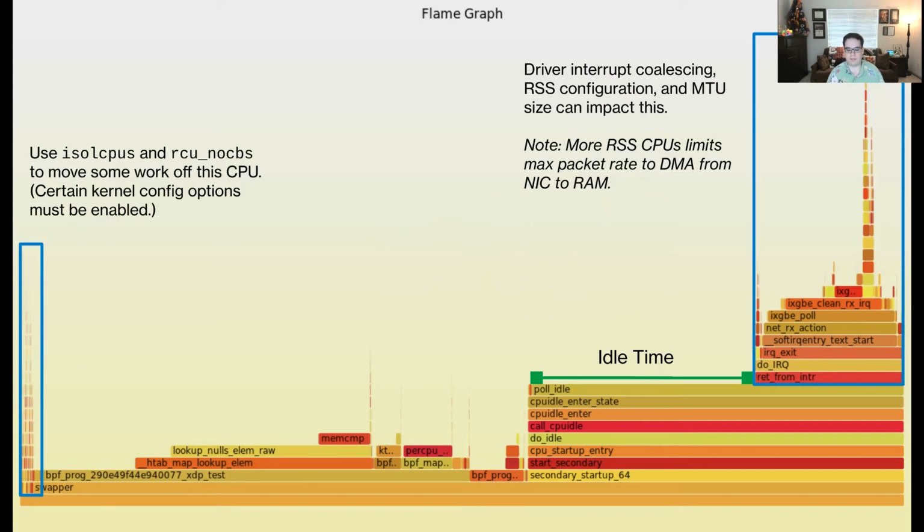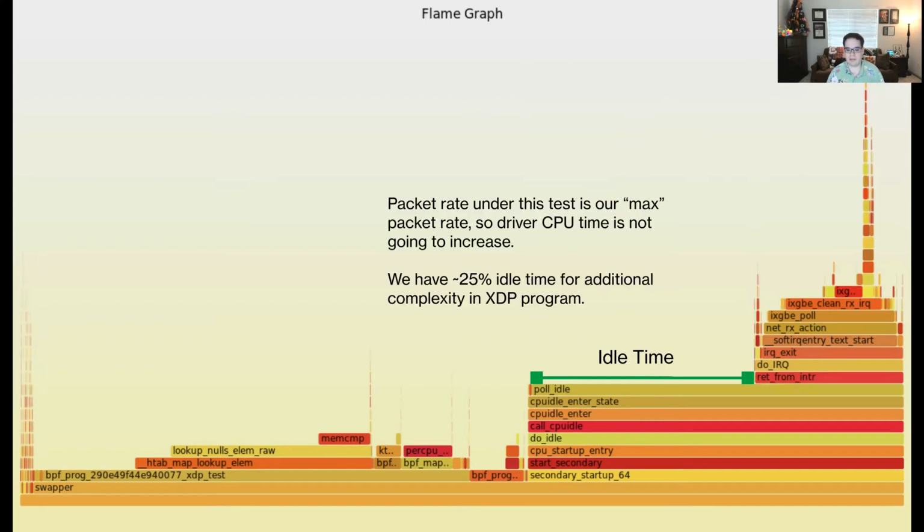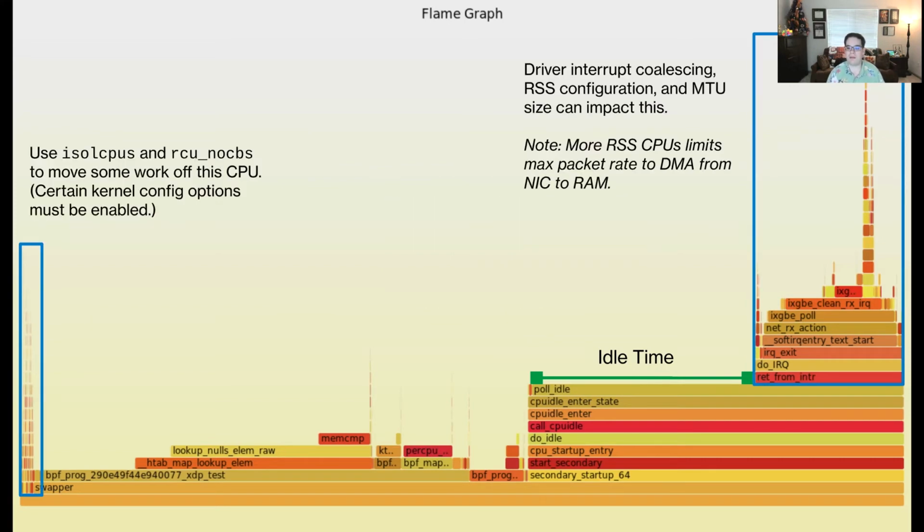Now, I said in the previous slide, the packet rate here is what we're calling our max input packet rate, and this is what we want to be our sustained packet rate without having loss. To adjust that time, things that we can do are look at some of those tunings, such as interrupt coalescing and receive side scaling. Also, in terms of helpers, things like RCU cleanup and other helper things, there are kernel config options and command lines that we can look at to help achieve that as well.